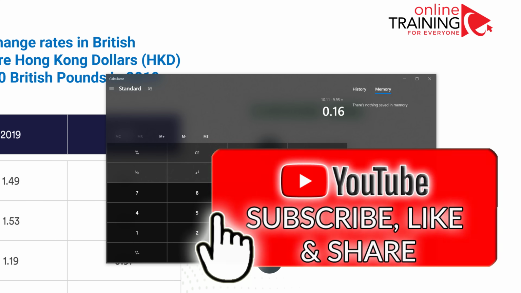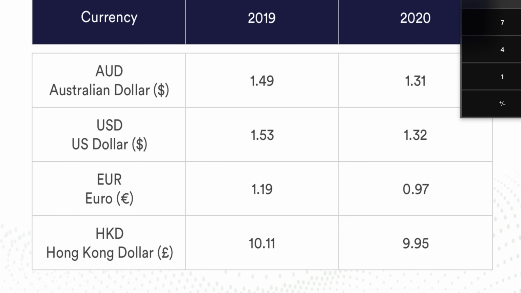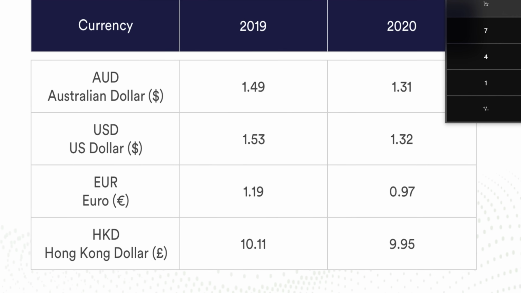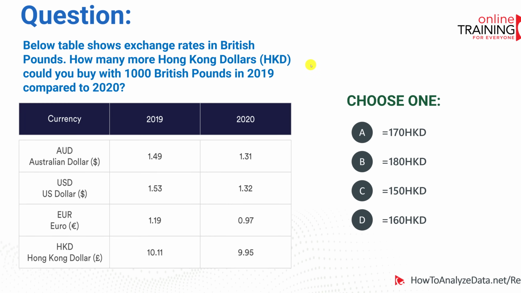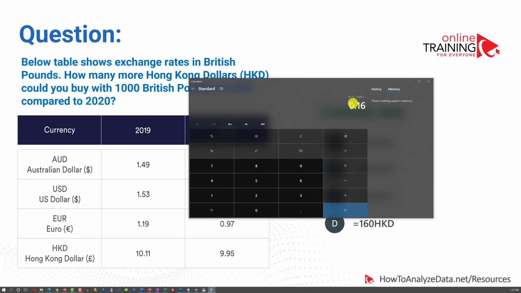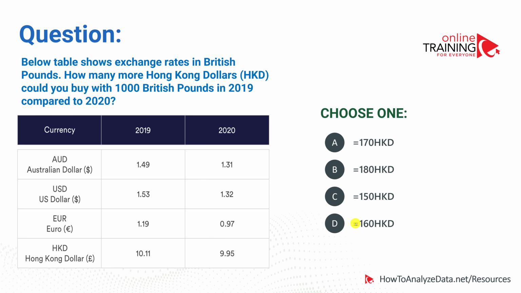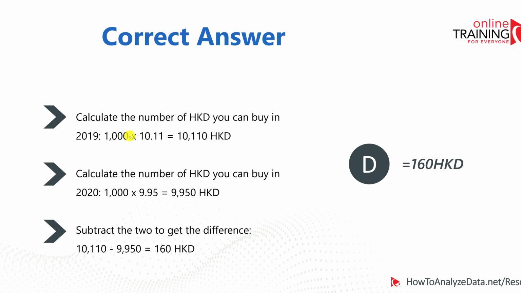After we subtract, we get the value of 0.16, which represents the difference between the Hong Kong dollar conversion rates for 2019 and 2020. But the question asks us to calculate the difference for 1,000 pounds. So the next step, we need to multiply this value by 1,000. And once we're done with multiplication, we'll get to a value of 160 Hong Kong dollars. So the answer is you can buy 160 more Hong Kong dollars in 2019 than you could buy in 2020. Let's look at the alternative way to do it.